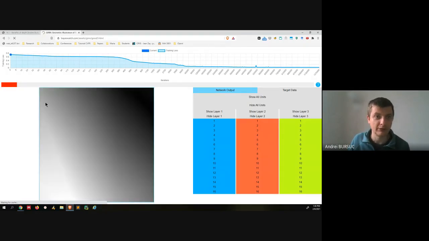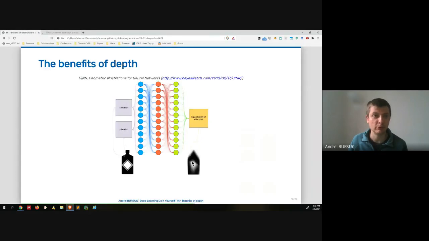Okay, so here the problem is. Okay, while it's loading, I'll show you here. So what's happening in this problem? We have a three-layer neural network, a multi-layer perceptron, and we have this input image. This is practically our training data, an image with a bottle in it, with black and white pixels.